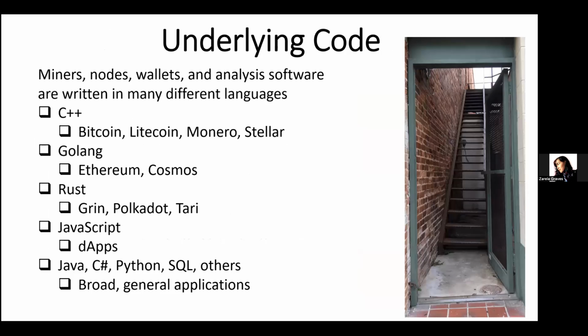But let me talk a little bit about code. All these cryptocurrencies, again, there's tens of thousands of them, their nodes, miners, and wallets are all written in some software, right? And that's the underlying code. The most common underlying code is C++, because Satoshi Nakamoto chose C++ for Bitcoin. So everybody who built off that code base, Litecoin and so forth, used it. Monero was a new code base, but it used C++, Stellar and so forth, right? So that's a big one.